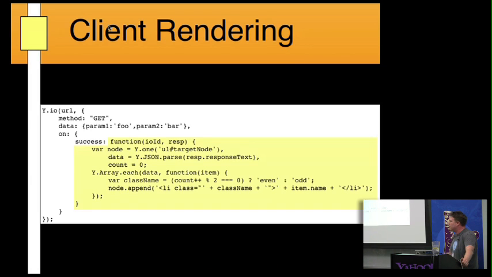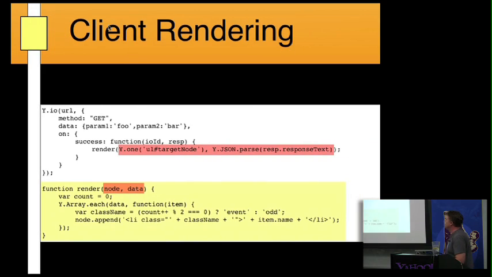So let's start from the client rendering side, first of all, and say, how can we move towards that goal of having this one piece of code that does this rendering, that accepts data, and pushes it into markup? Well, let's take this callback out first. And instead of just having it sitting there as an anonymous function in our success handler, we'll pull it out and turn it into a function that accepts a node and data.